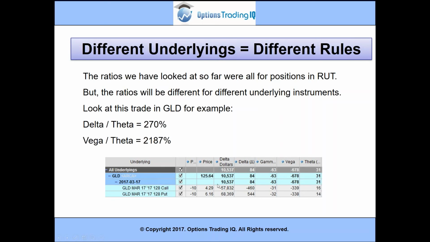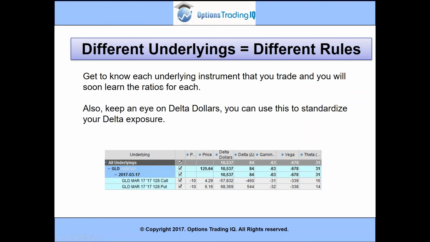So if you're trading gold, this is the short strangle on gold. If you are this type of trader, your rules and your ratios are going to be much, much different, okay? So get to know each underlying instrument that you trade, and you will soon learn the ratios for each. When I trade Russell condors, for example, these ratios are second nature for me. I know what to look for. Whereas when you're starting out, it's going to take a little bit more work.